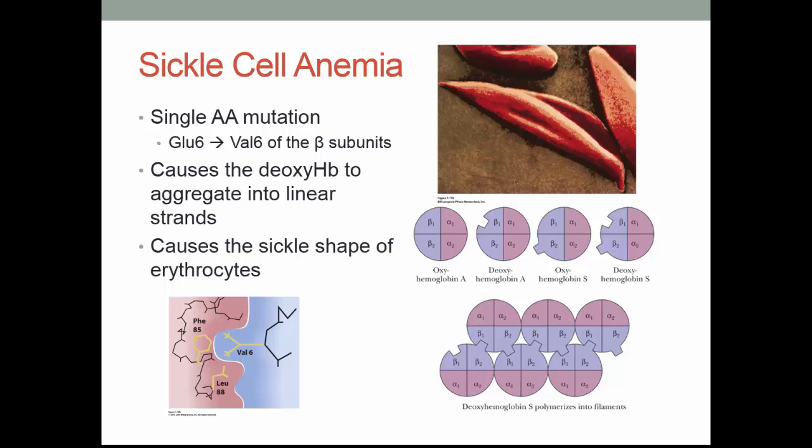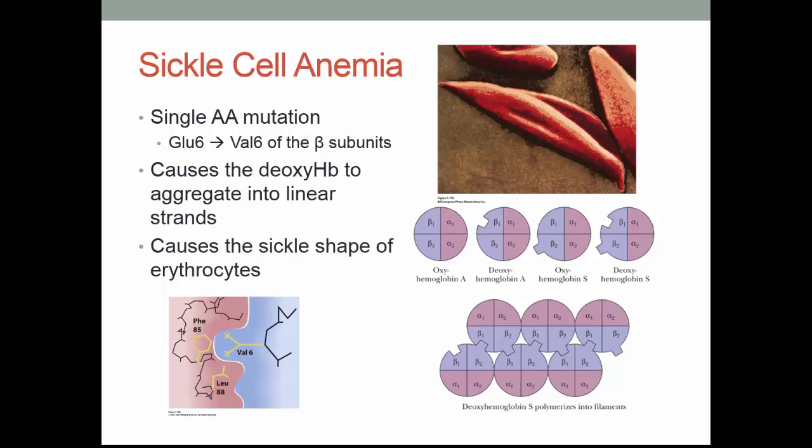However, not all mutations are beneficial. For example, in sickle cell anemia, a single amino acid mutation where charged glutamic acid residue 6 is mutated to a hydrophobic valine in the beta subunits, creating a sticky hydrophobic surface. This causes the deoxyhemoglobin to aggregate together into linear strands. These aggregations then cause the sickle shape of erythrocytes in the blood.